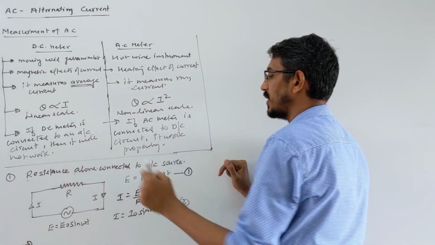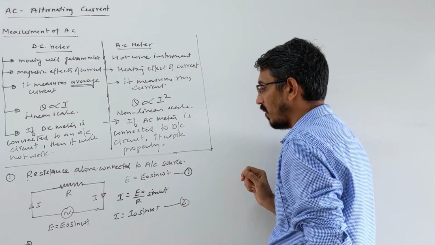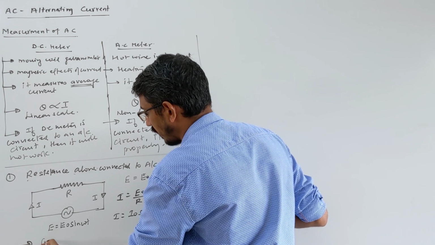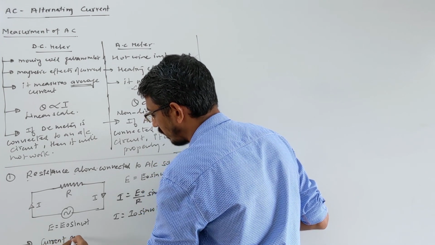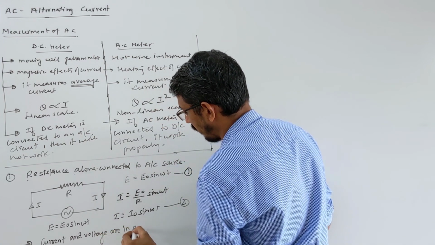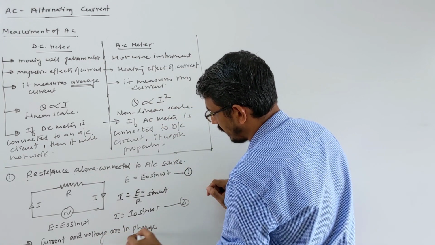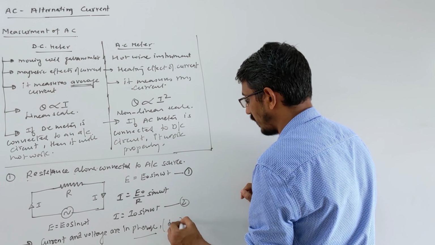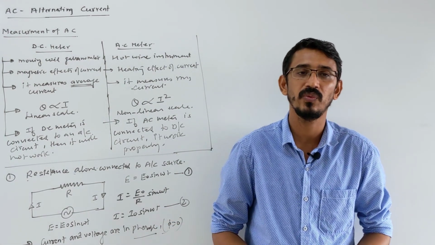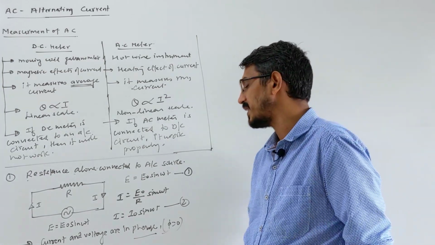So how do you say it here? When you have resistance alone connected to an AC circuit, what is happening? Watch carefully. You write that current and voltage are in phase. They are in phase, or you say their phase difference is what? 0 degree. There is no angle between current and voltage. They are in phase, they are in the same direction.